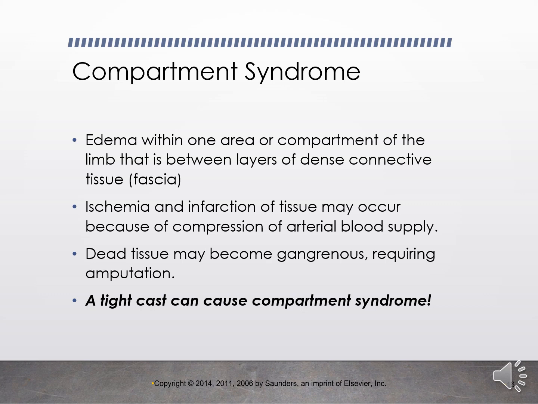Compartment syndrome is another complication of fractures. It happens when there is more extensive inflammation. Increased pressure of the fluid within the fascia, or that non-elastic covering of the muscle, compresses the nerves and blood vessels, causing severe pain and ischemia or necrosis of the muscle. Dead tissue can become gangrenous, requiring amputation. This can be caused by a tight cast. This is why if you go in with a broken bone, they want the swelling to go down before they cast it.